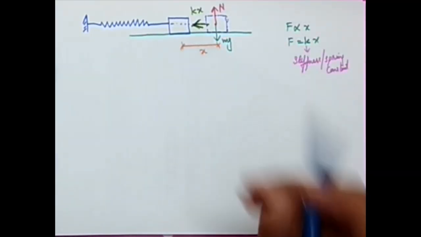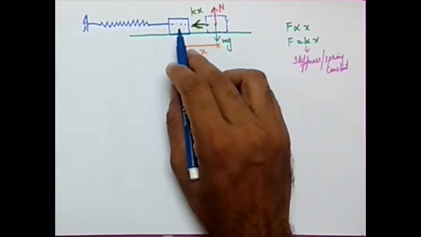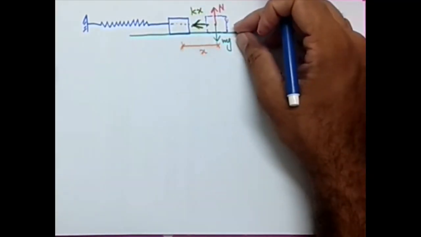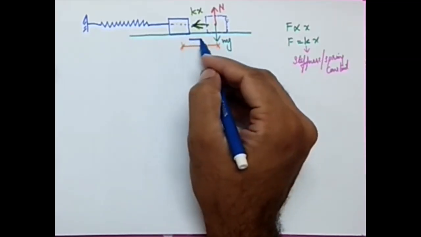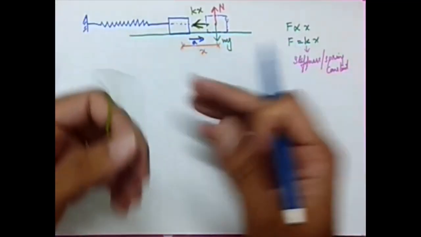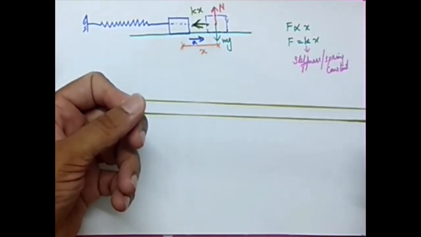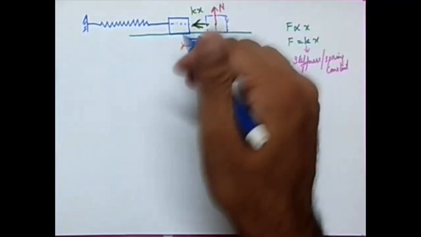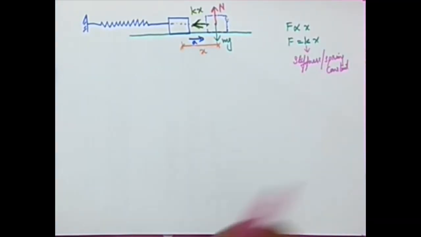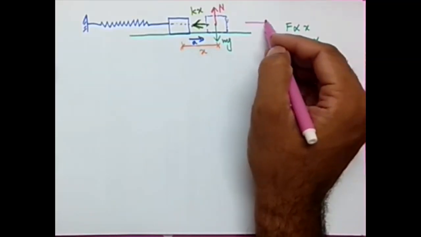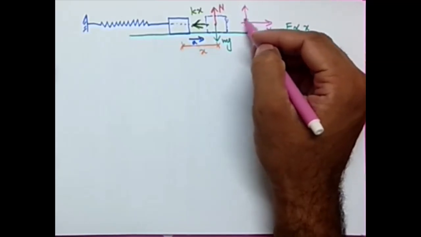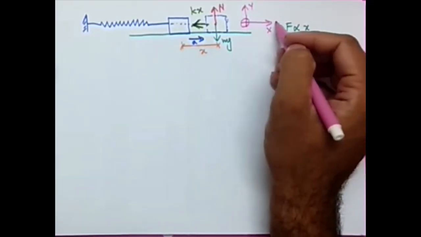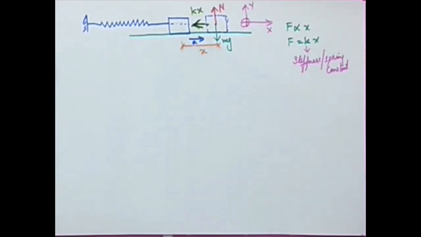Now we can see that this object was initially here, and it got stretched in this direction. So what is the direction of acceleration? The object is moving to the right, so the direction of acceleration is to the right. Now I'm going to write the D'Alembert's equation that we have already seen. For that I need some sign convention. I'm considering a coordinate system, this is x and this is y, and these are my positive directions. Positive x is to the right, positive y is upward.